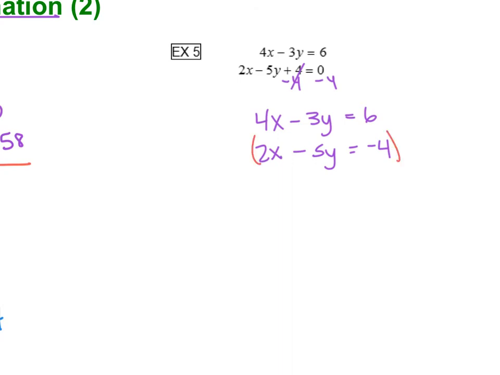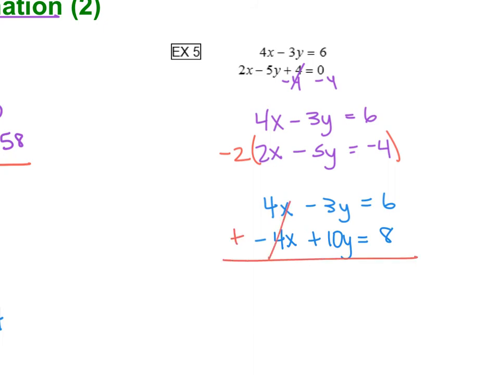So I'm going to multiply the bottom equation by a negative 2 so that I can get a negative 4x right here to cancel with that 4x. The top equation I don't need to change, so I'm just going to copy down 4x minus 3y equals 6. Multiply that negative 2 throughout the bottom equation to give us negative 4x. Negative 2 times negative 5 is a positive 10y. And negative 2 times negative 4 is a positive 8. All right, now we can go ahead and add our equations together.